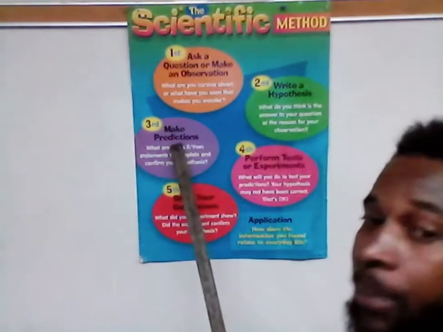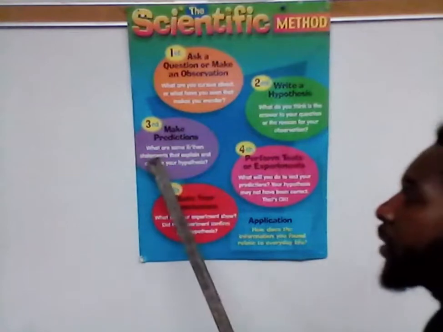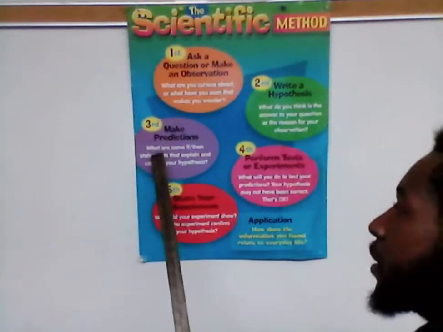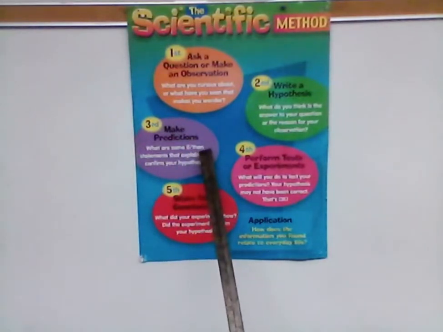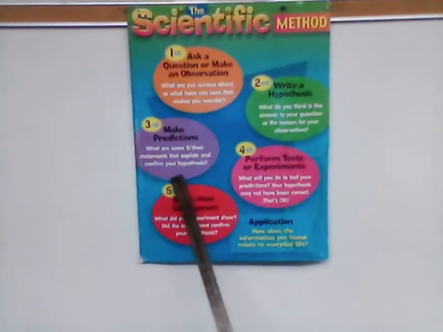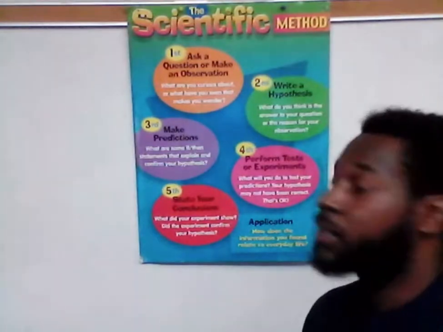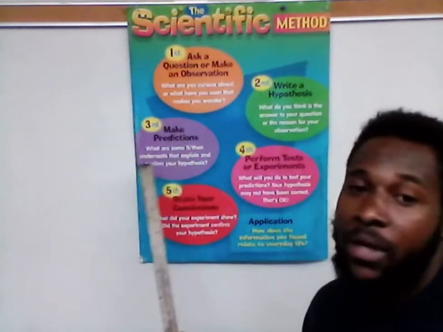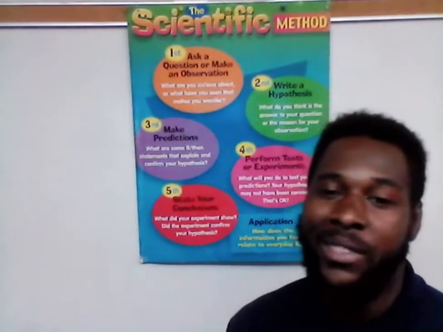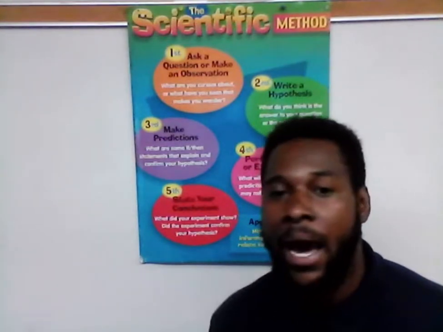Number three says make a prediction. So these sound very similar, but the difference is when you make a prediction, this is what are some of the if-then statements that can explain and confirm your hypothesis. So if you notice, it says an if-then statement. We're going to be dealing with if-then statements constantly because we're trying to have what you call a pattern.